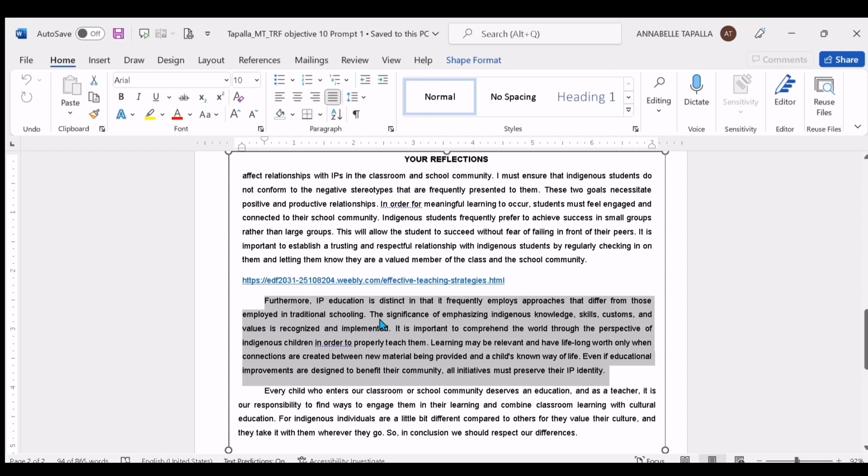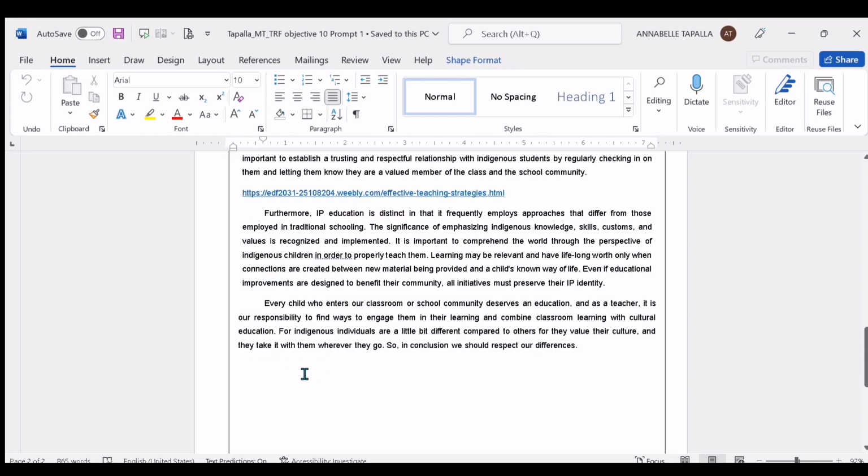Furthermore, education is distinct in that it frequently employs approaches that differ from those employed in traditional schooling, and the significance of emphasizing indigenous knowledge, skills, customs, and values is recognized and implemented. It is important to comprehend the world through the perspective of indigenous children in order to properly teach them. Learning may be relevant and have lifelong worth only when connections are created between new material being provided and a child's known way of life. Even if educational improvements are designed to benefit their community, all initiatives must preserve their IP identity.